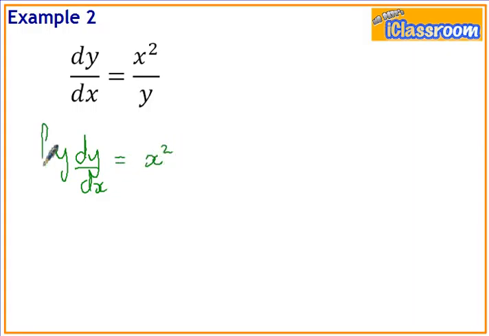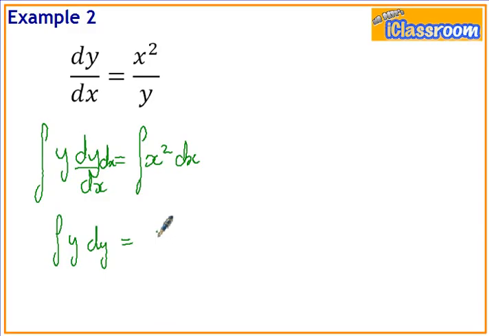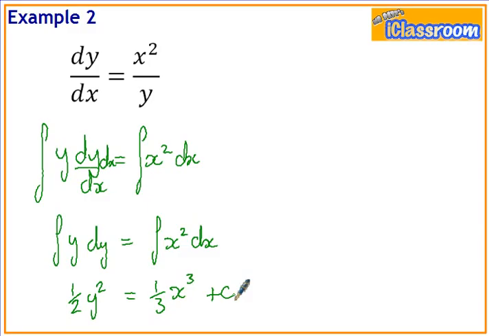From here I can integrate, so I integrate this with respect to x, and I integrate this with respect to x. This becomes the integral of y dy, which is equal to the integral of x squared dx. The integral of y with respect to y is a half of y squared. The integral of x squared with respect to x is 1/3 of x cubed. And again, mustn't forget my plus c.